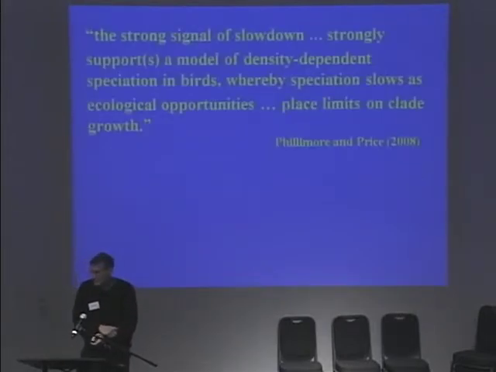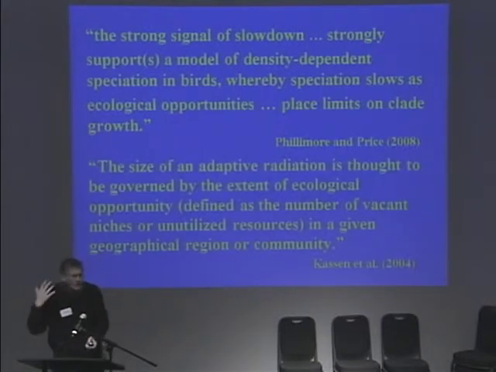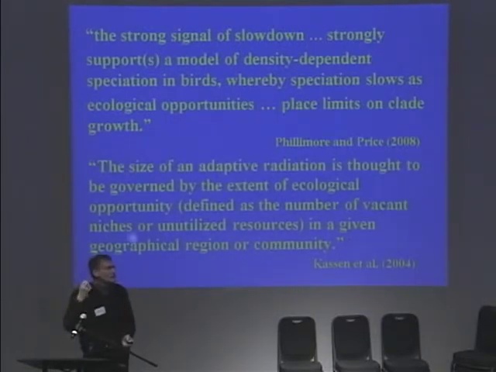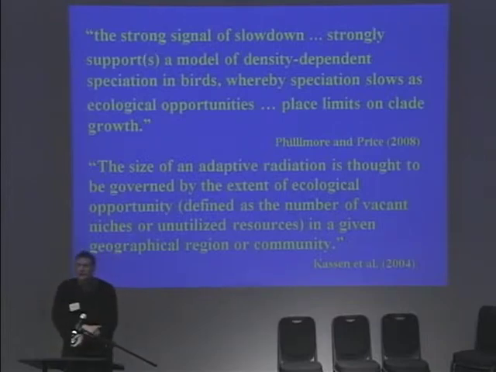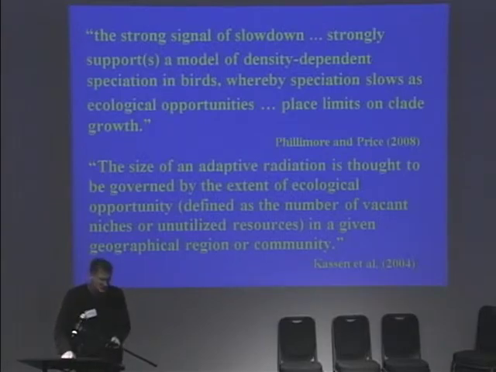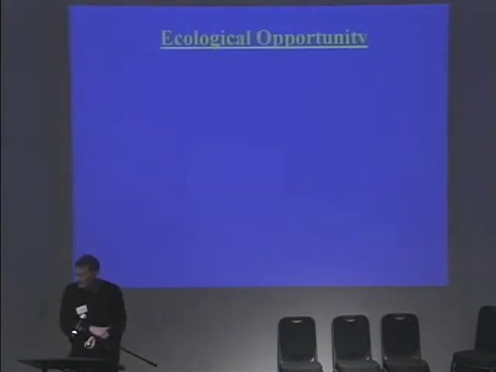Now, in recent years, the literature is full of people invoking this idea of ecological opportunity as being a very important determinant of the extent of adaptive radiation. There's lots of quotes, particularly, as I said, coming out of papers on molecular phylogenies of different groups. We might ask, actually, what is ecological opportunity? In some sense, it's an obvious idea, but how do we define it?